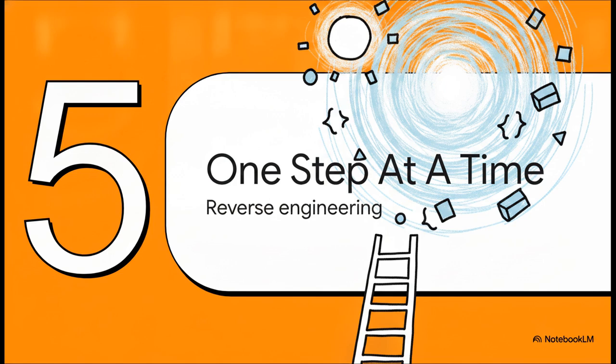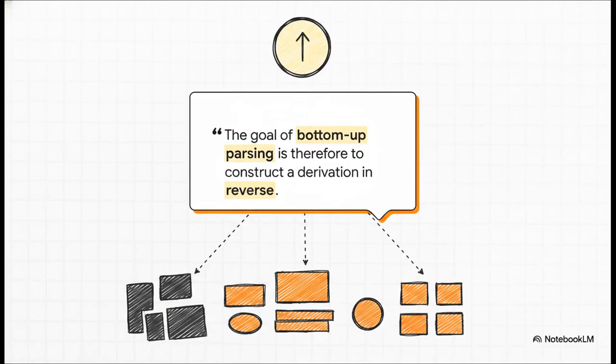Let's bring it home with Section 5, one step at a time. When the jargon starts to feel heavy, I love this quote from the foundational textbook by Aho, Lam, Sethi, and Ullman. They wrote, "The goal of bottom-up parsing is therefore to construct a derivation in reverse." That brilliantly illustrates our journey here. You're taking the final, sprawling, chaotic source code that a human wrote, and you're just slowly walking it backward. You reduce it step by step until you reach the simple, single starting root. It's literally an exercise in reverse engineering chaos into perfect order.